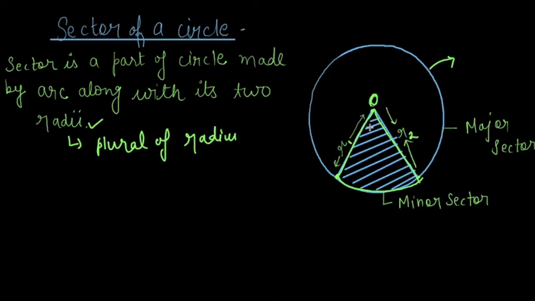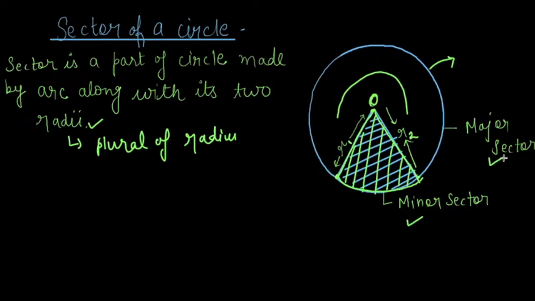So this shaded region is called a sector. Okay, and this unshaded region is also another sector. Now we have classified them in two terms: minor sector and major sector.